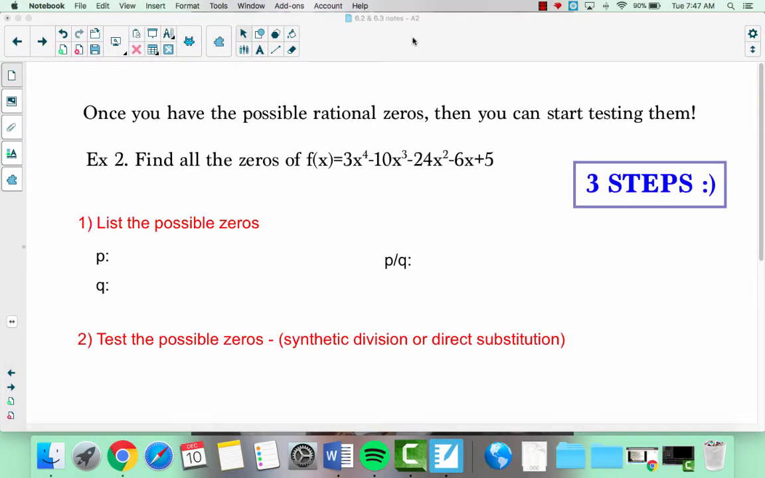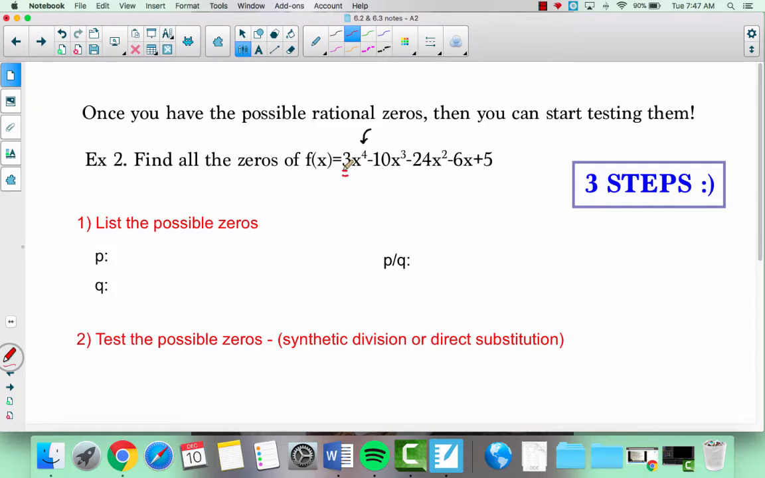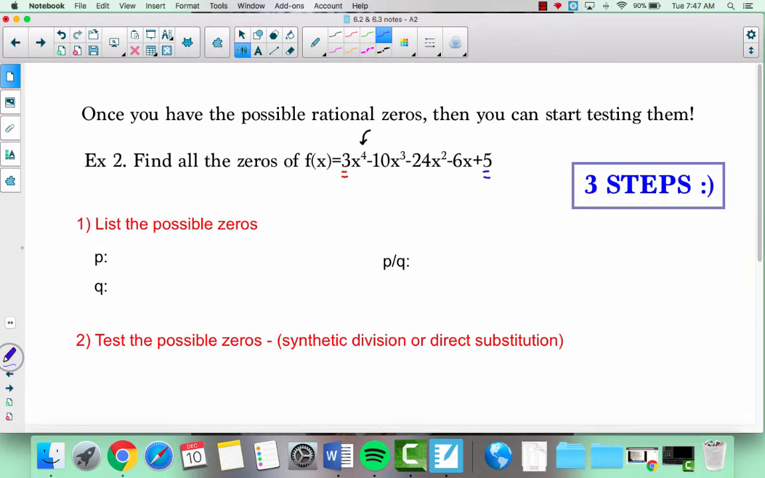To actually find the zeros of your polynomial, there's going to be 3 steps I'm going to want you to follow. The first step is going to be to list your possible zeros, just like we did in example 1. So I've got an equation here in example 2, and it says find all the zeros of this f of x equation. Notice that our degree is 4. That means we're going to eventually be looking for 4 zeros, and our leading coefficient is 3 and our constant is 5. So this is our p and this is our q.